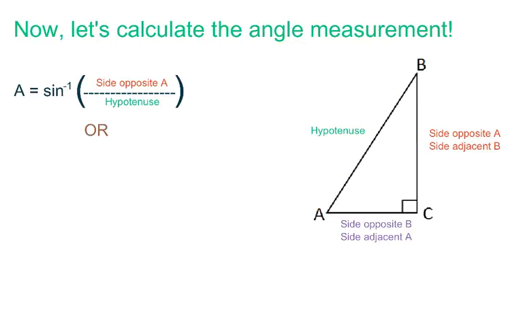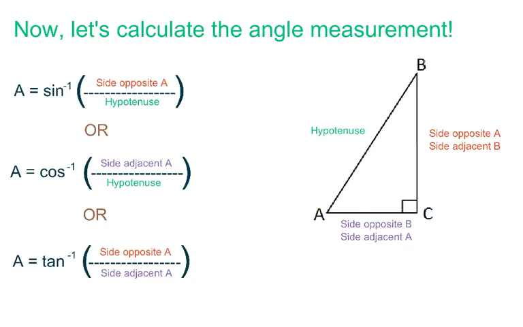Or you can find angle A by doing inverse cosine of the side adjacent to A divided by the hypotenuse. Again, use the same ratio for cosine. Or you can find A by using tangent inverse: opposite side to A divided by the adjacent side of A.